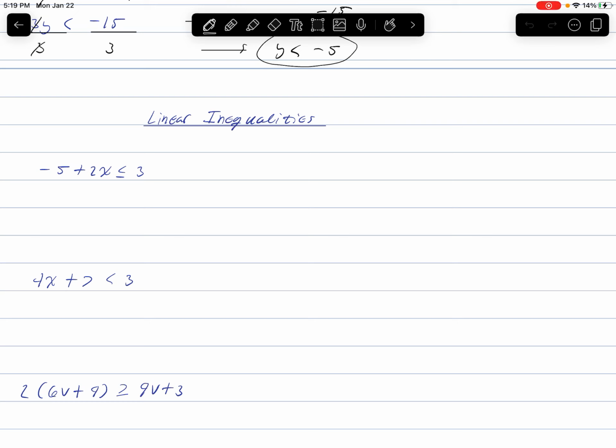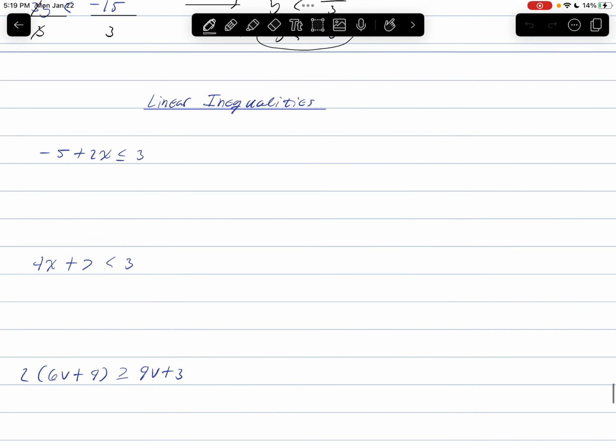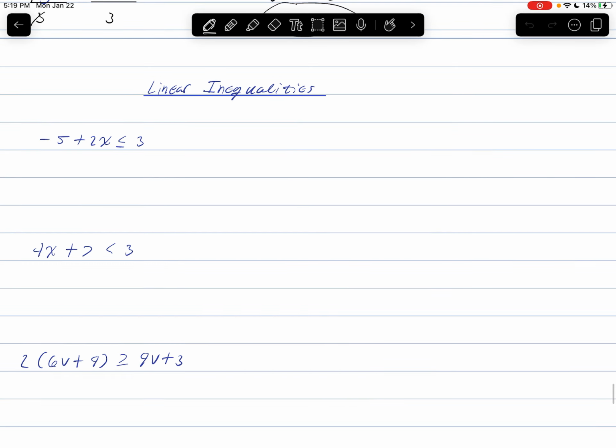Okay, so now we're going to go through and solve a few more linear inequalities that use some of the techniques we've learned in the last couple of lessons. Okay, so let's take a look at this first one. Here we have negative 5 plus 2x is less than or equal to 3. Okay, so just like with the equalities, our goal here is to isolate x all by itself.